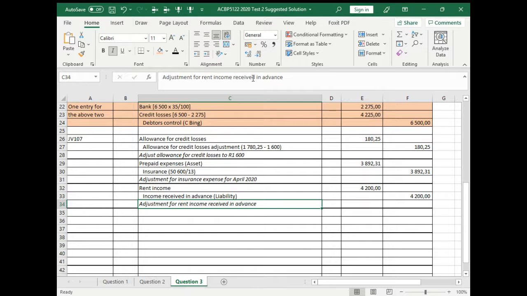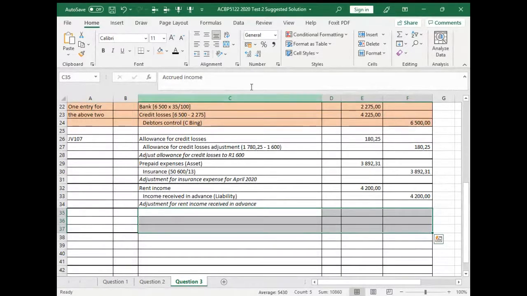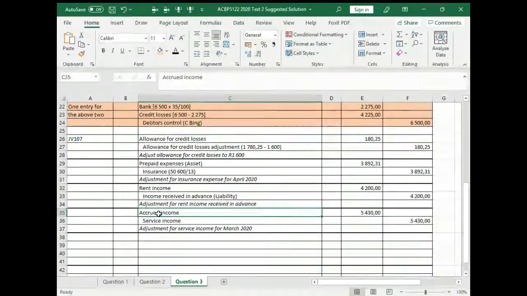Then entry number 8 is the service income. So we've already delivered a service, but we haven't received the money. So I need to show it as income in my trial balance. So I am going to credit service income, but because I haven't physically received it, instead of raising debtors control, I create accrued income, which is also an asset account, for 5,430.